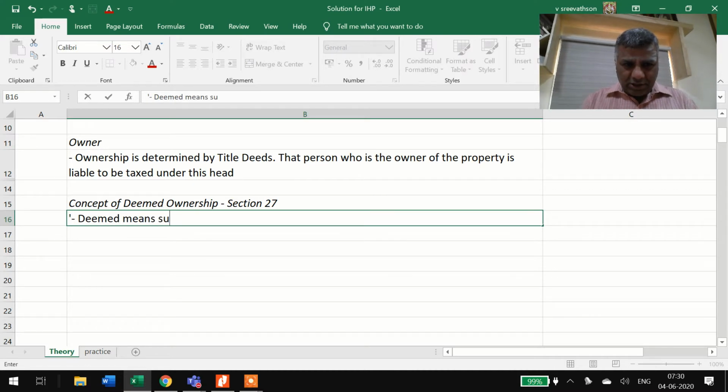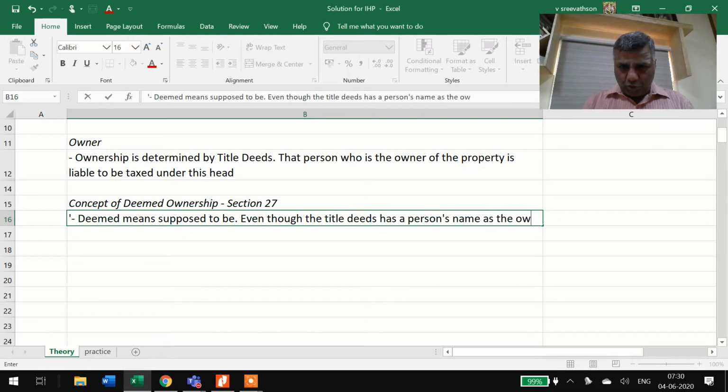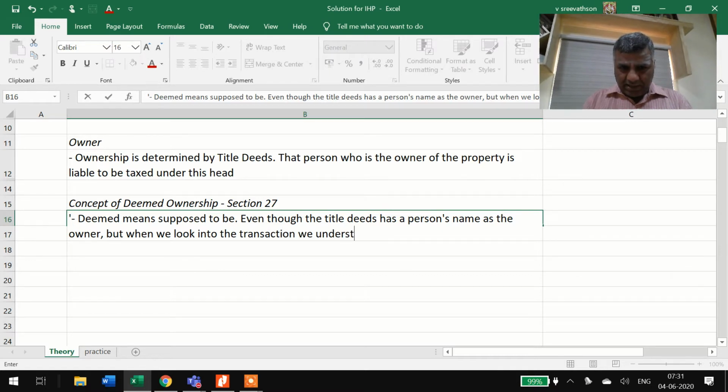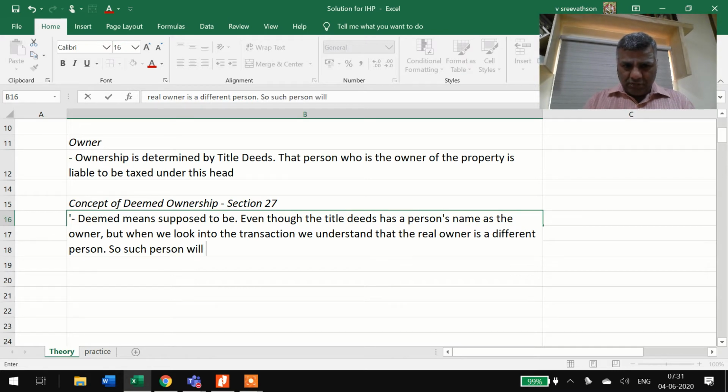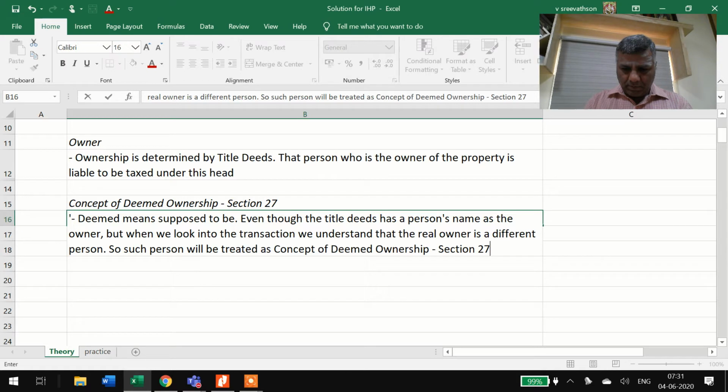Deemed means supposed to be. Even though the title deeds has a person's name as the owner, when we look into the transaction, we understand that the real owner is a different person. So such person will be treated as deemed owner.